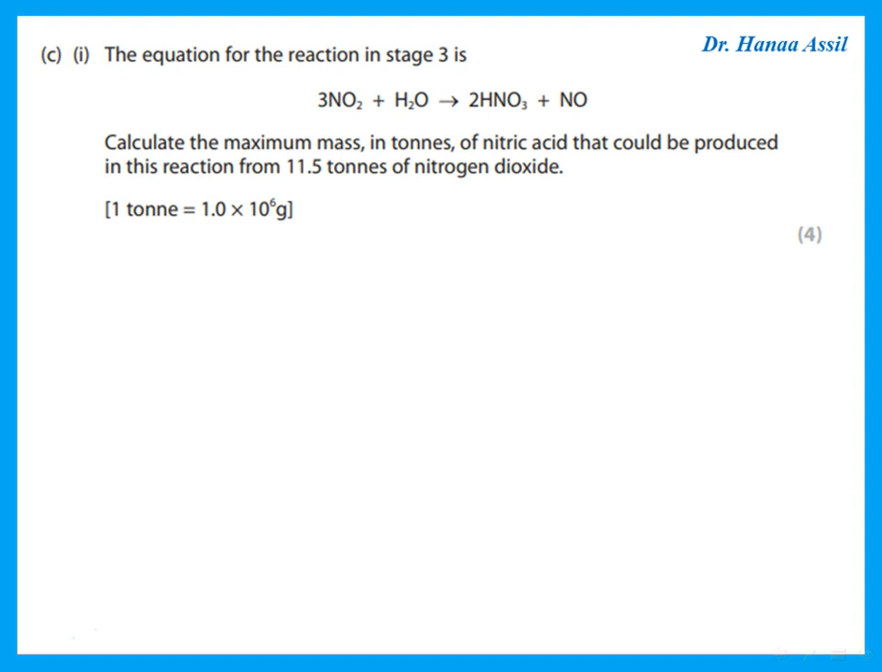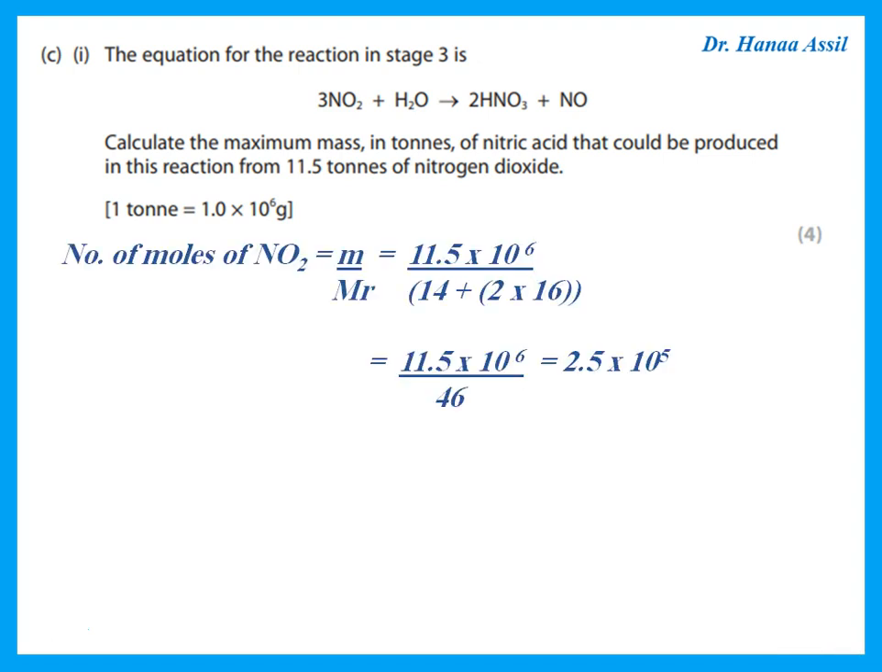Calculate the mass in tons of nitric acid that could be produced from 11.5 tons of nitrogen dioxide. So he's giving me information about nitrogen dioxide. I need to get the number of moles. Please remember, we do not work in tons. We have to change it to grams. So 11.5 tons is 11.5 times 10 to the 6 grams. Over its MR, that gives me the number of moles of nitrogen dioxide.